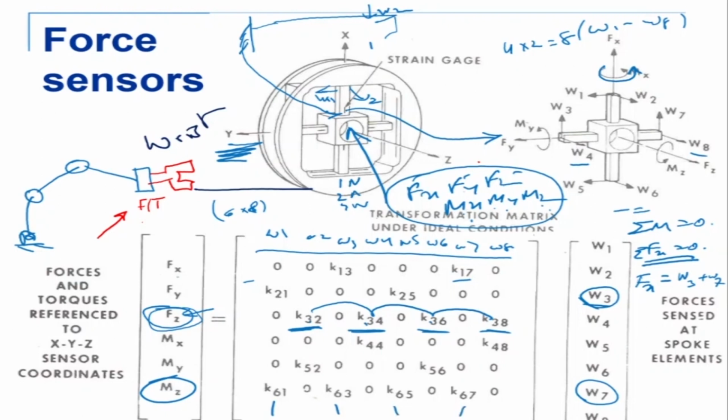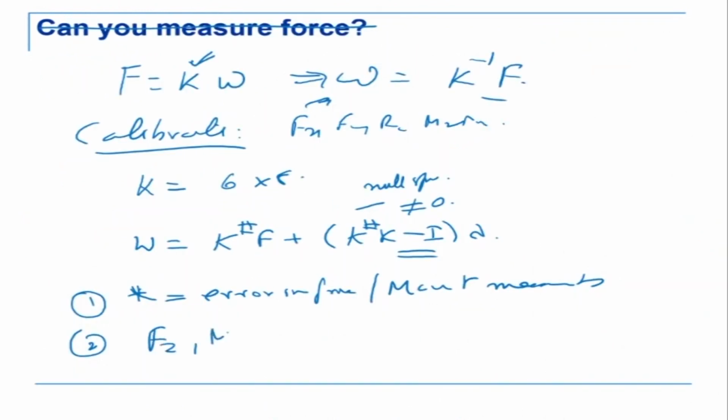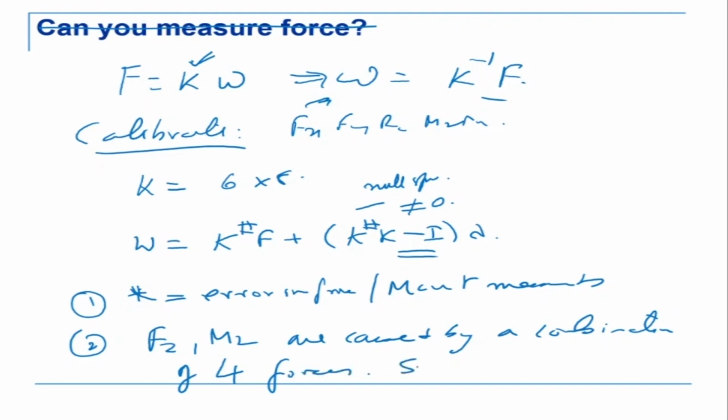Unlike Fx, Fy, in Fx there are only 2 elements. So when you're writing this equation, there are only 2 of them. Fx is equal to W3 plus W7. So this can be resolved. But the moment there are 4 elements here, any combination of them can give you the same Fz. That happens because this matrix is a non-square matrix. The other thing to note is that Fz and Mz are caused by a combination of 4 forces. So there is no unique solution.